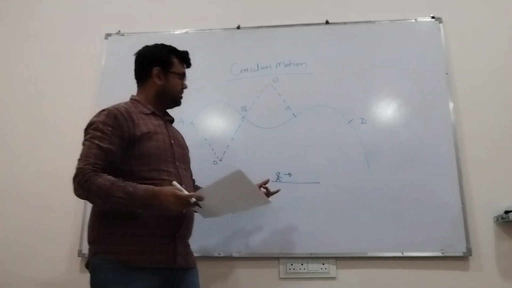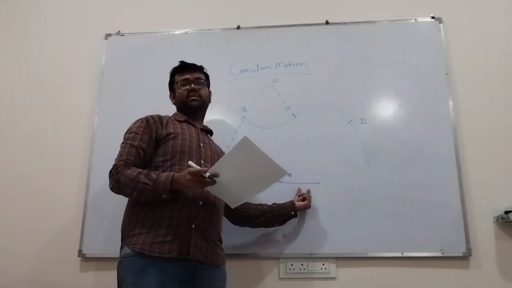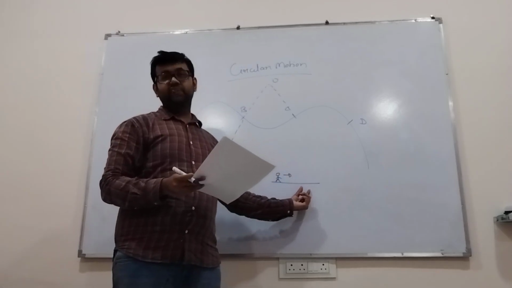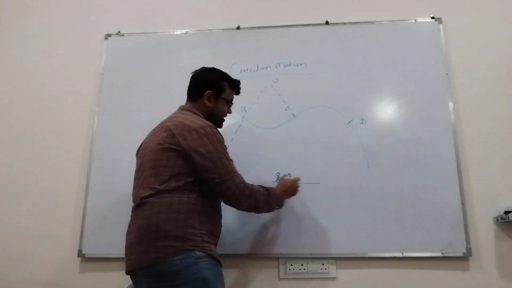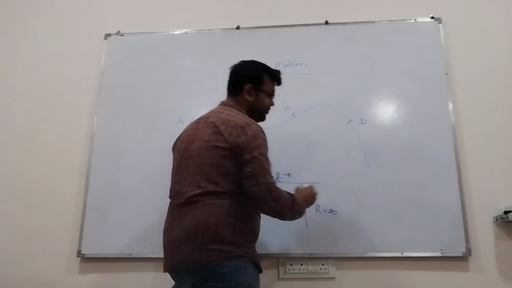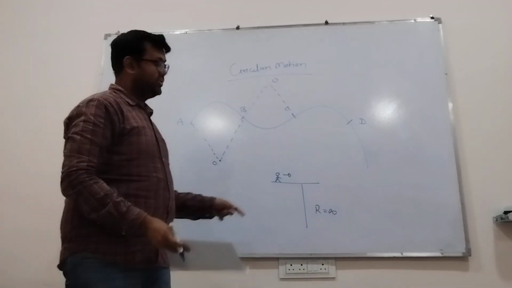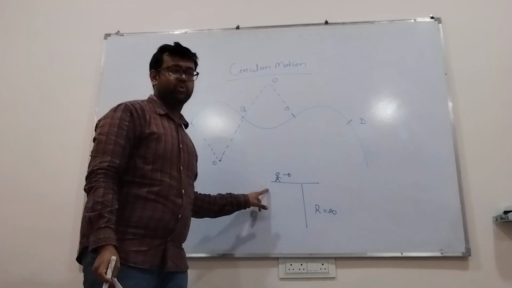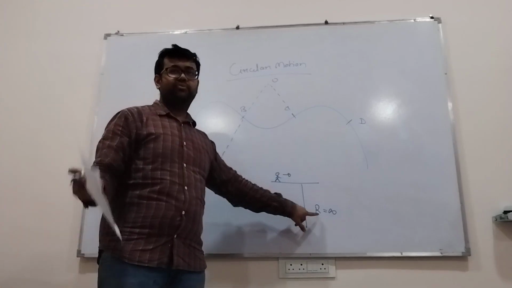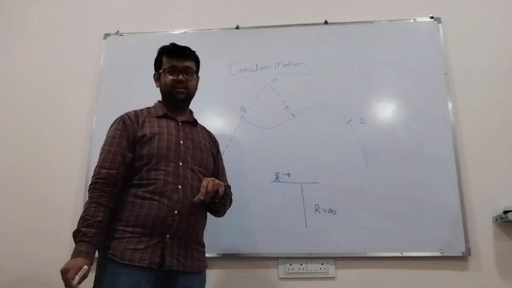See, the straight line is nothing but a circular path with a radius value of infinity, right? So this straight line will have a radius value of infinity. So we can also say that straight line motion is also circular motion, but having a radius value of infinity, right?